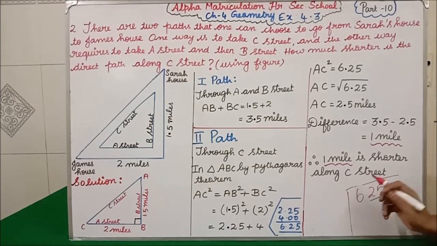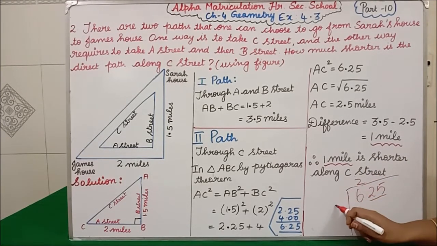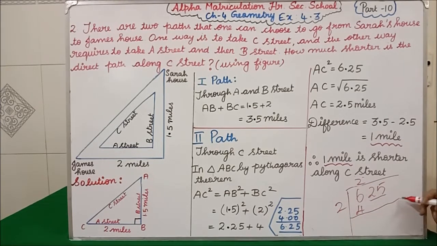So what we have to put here? Here we have to put 2. 2 twos are 4. You have to write here. Then next step you have to subtract. 6 minus 4 is 2. Then here decimal is there. So keep the decimal here also. Clear? I am keeping 2 point. In square root you have to bring down two numbers. So I am bringing the full 25 here.